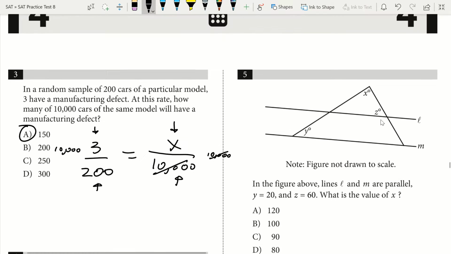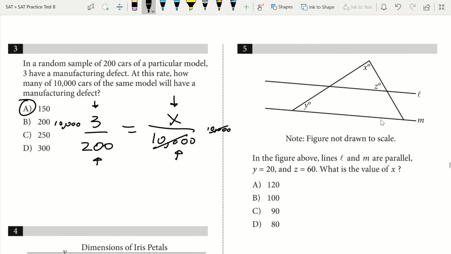Alright, question 5. In the figure above, lines L and M are parallel. Y is equal to 20 and Z is equal to 60. What is the value of x? Well, since lines L and M are parallel, I see that I have corresponding angles at 20 where y is and also right here. So I can say that 20 is right where that arrow is pointing. So now I have 60 plus 20, right? So that's going to give me 80. So I do 180 minus 80 to solve for x. 180 minus 80 gives me 100 for x, so my answer is B.